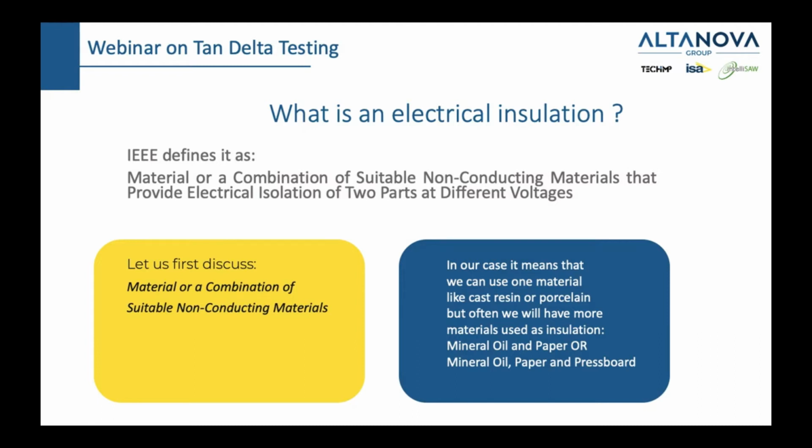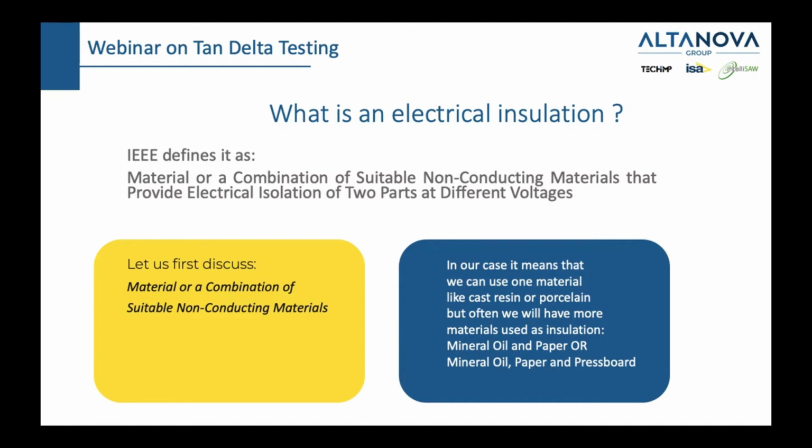So what do we mean by this? Well, obviously, we can have only one material as an insulator. For example, it can be just a cast resin in a dry type transformer, or it can be porcelain in a bushing. But very often in a power transformer we will have a mix. We will have mineral oil and paper, or mineral oil, paper and pressboard. This is important because later we will refer to this definition and see why tan delta is so good, and I'll just give you a hint. It's good because it doesn't measure the insulating properties of only one material in this set. It gives us an idea about the whole insulating system which we have installed.